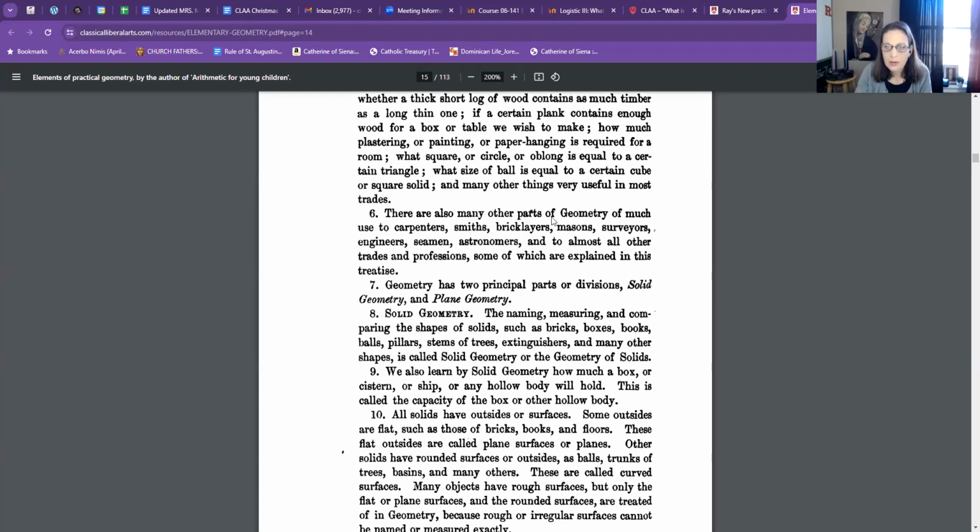There are also many other parts of geometry of much use to carpenters, smiths, bricklayers, masons, surveyors, engineers, seamen, astronomers, and to almost all other trades and professions, some of which are explained in this treatise. So look at all those professions. These are all types of work where people need geometry. They need to know geometry to do their work well.